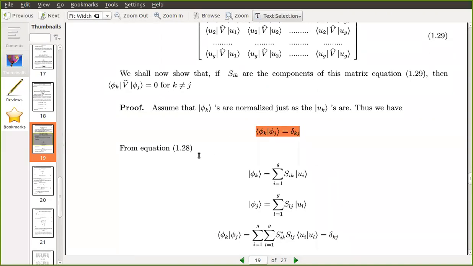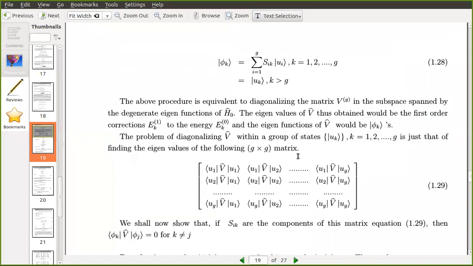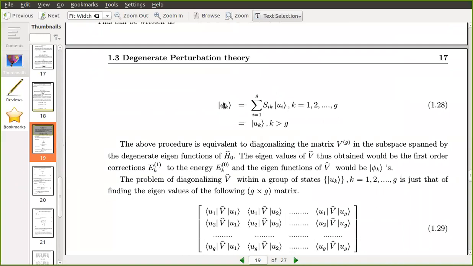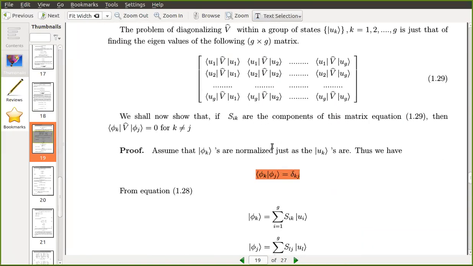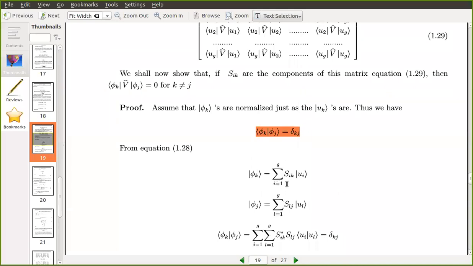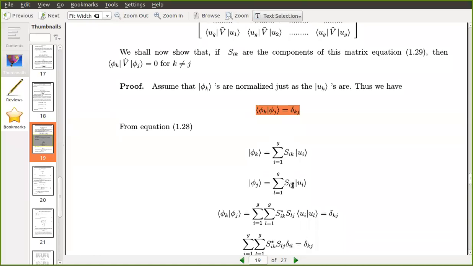So from equation 1.2k you can write phi k, where the second index is k. Phi k is the sum over i equal to 1 to g of sik ui. So what is phi j? Now you use second index j, and you use another index for i, which is l. So the sum over l equal to 1 to g of slj ul.